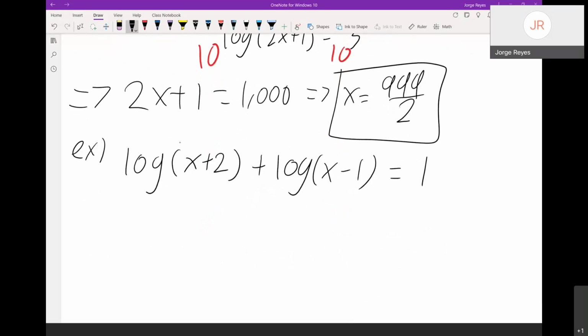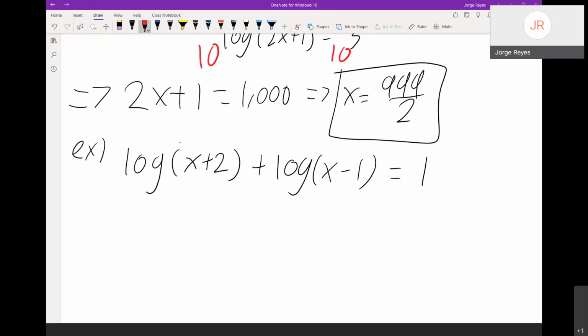Okay, something like this. Okay, because this requires a little bit more work than just moving stuff around. Because of this 1, right? I can't really 10 both sides, okay? Because of this 1. What you have to do is, right, you need to get a log by itself on one side of the equal sign, but I have 2 logs.